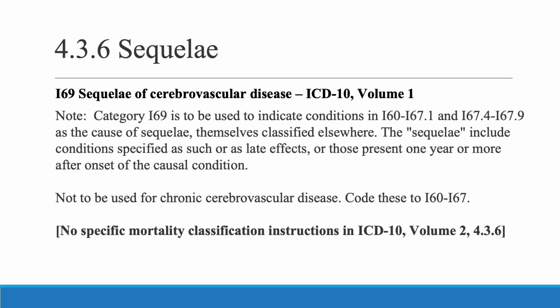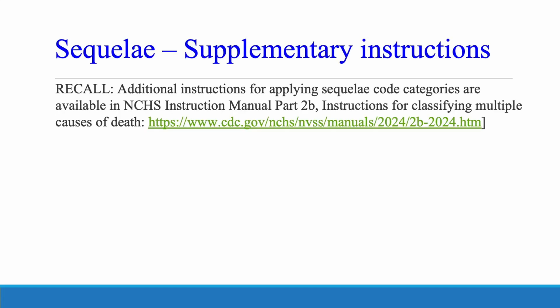There's no specific mortality classification instruction for the use of I69 sequela of cerebrovascular disease in Volume 2 at Section 4.3.6. As part of the introduction to coding sequela for certain conditions, I mentioned that an excellent source of supplementary instructions can be found in the NCHS Instruction Manual Part 2B. The link to this manual is included here again for your reference. On the next few slides, I'll present instructions for specific sequela codes not covered in Volume 2.